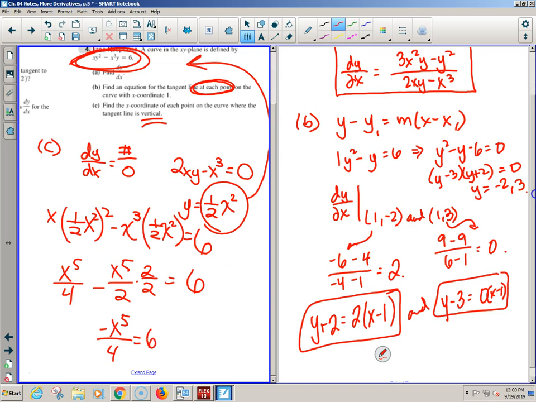equals 6. Can't I multiply by 4 and get a 24 and divide by a negative, so negative 24, and then take a 5th root? x is equal to the 5th root of negative 24. Are we right? Oh, yeah, we are. There was totally an AP FRQ back in the day that had something very similar to this.